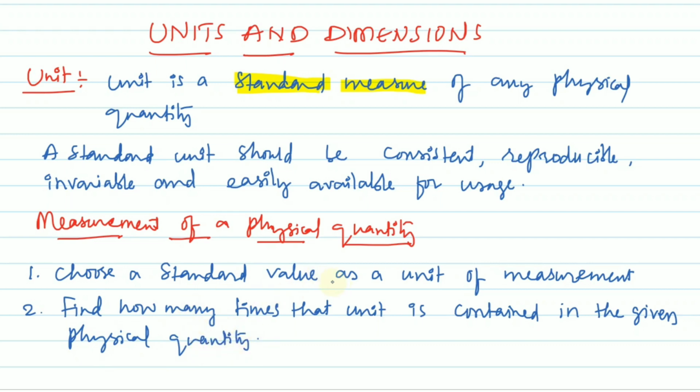For example, we have selected a standard value as a unit. Let us consider that as centimeter, right? Now we have to check how many times that centimeter is contained in the physical quantity. Suppose I take 2 centimeters, so that physical quantity is twice that of a centimeter. If I take meter as the standard unit, and the given physical quantity is 5 times of meter, it is 5 meters. So these are the two steps involved in the measurement of a physical quantity.